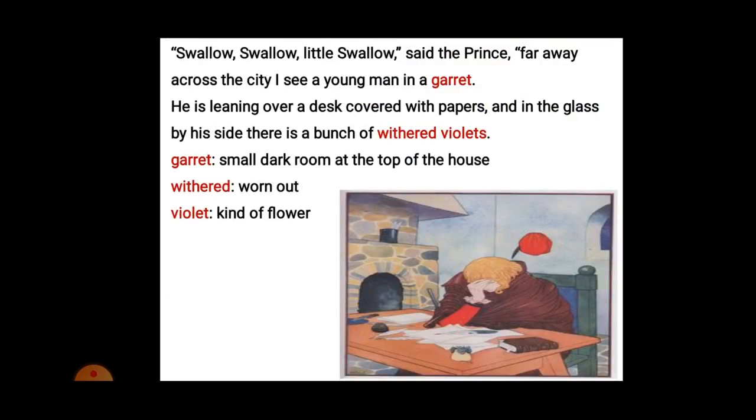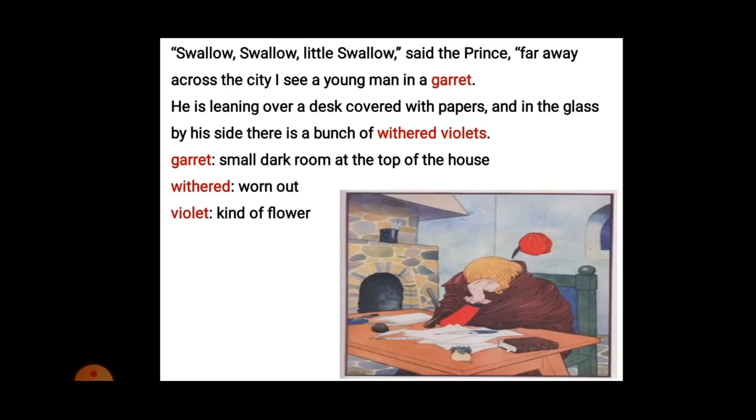"Swallow, swallow, little swallow," said the prince. "Far away across the city, I see a young man in a garret. He is leaning over a desk covered with papers, and in the glass by his side there is a bunch of withered violets." Garret, that is a small dark room at the top of the house. Withered, that means worn out. Violet, that is a kind of flower.